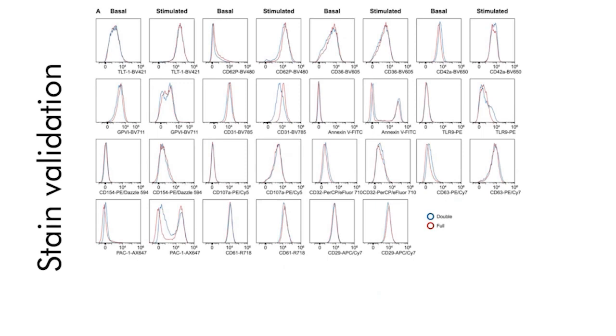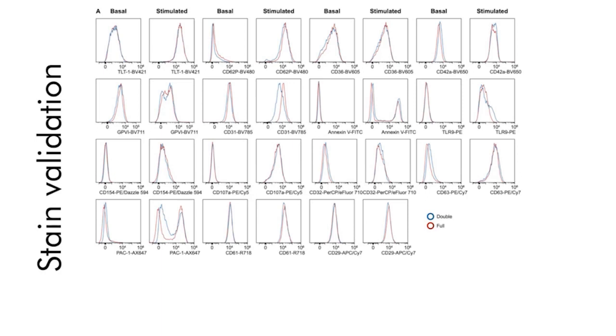So after performing the described optimizations, we wanted to verify the resolution and performance of the full 16 marker panel. So we compared marker resolution in double stained samples to fully stained samples under basal and stimulated conditions. The additional marker in the double stains was CD61, which was needed to identify platelets because some individual markers by themselves are too dim to allow platelet identification in the heterogeneous mixture of whole blood.